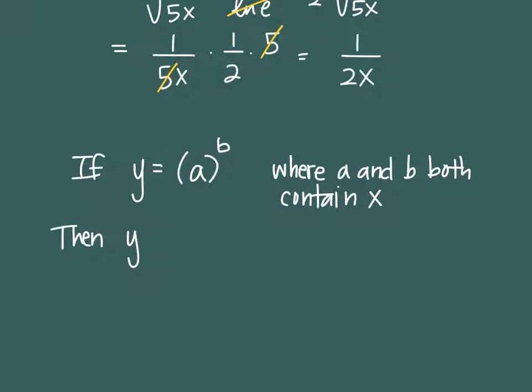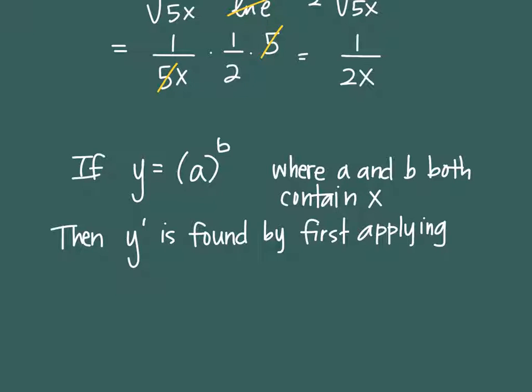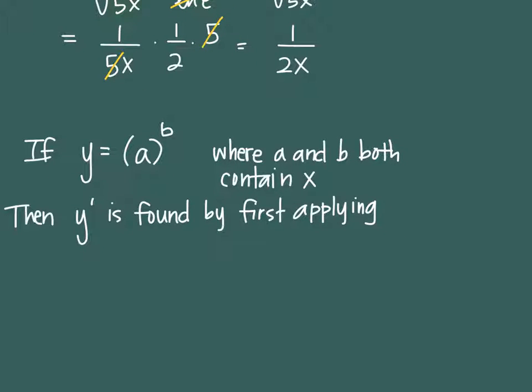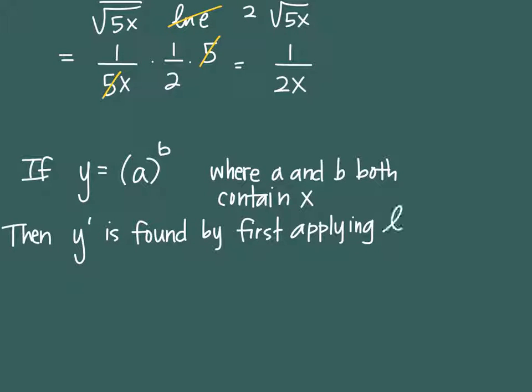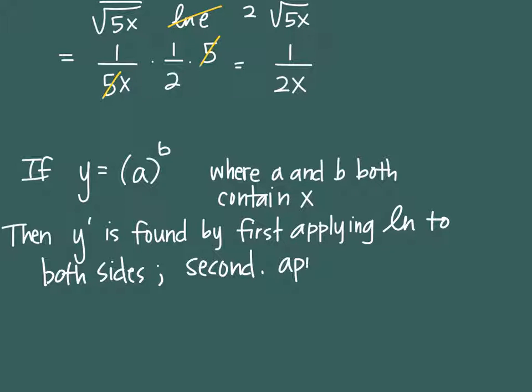Then y prime is found by first applying a log, natural. And so we're first going to apply ln to both sides. And second, apply the product rule. So what does that look like?